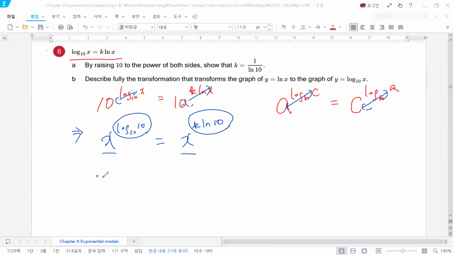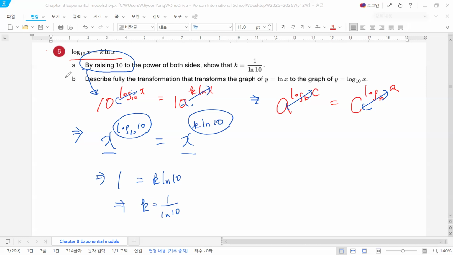Okay? So what is log 10, 10? The base and the value are the same, 1. So 1 equals k ln 10. It means that the value of k is 1 over ln 10. So basically, by following the instruction and using the laws of logarithms, you can find the value of k, right? Okay. And then B.